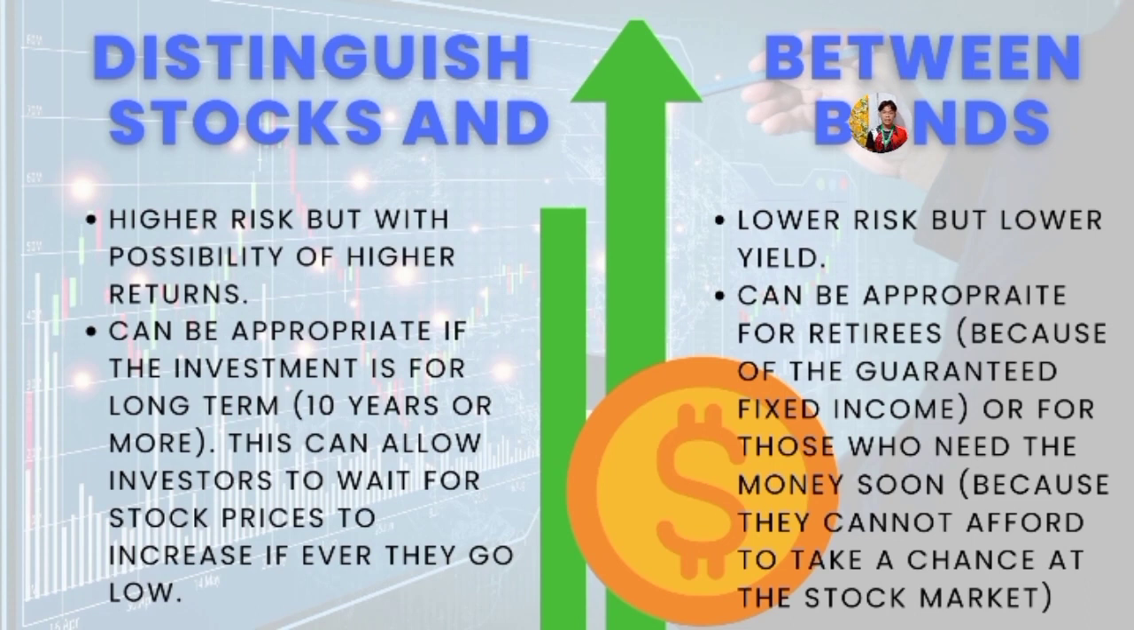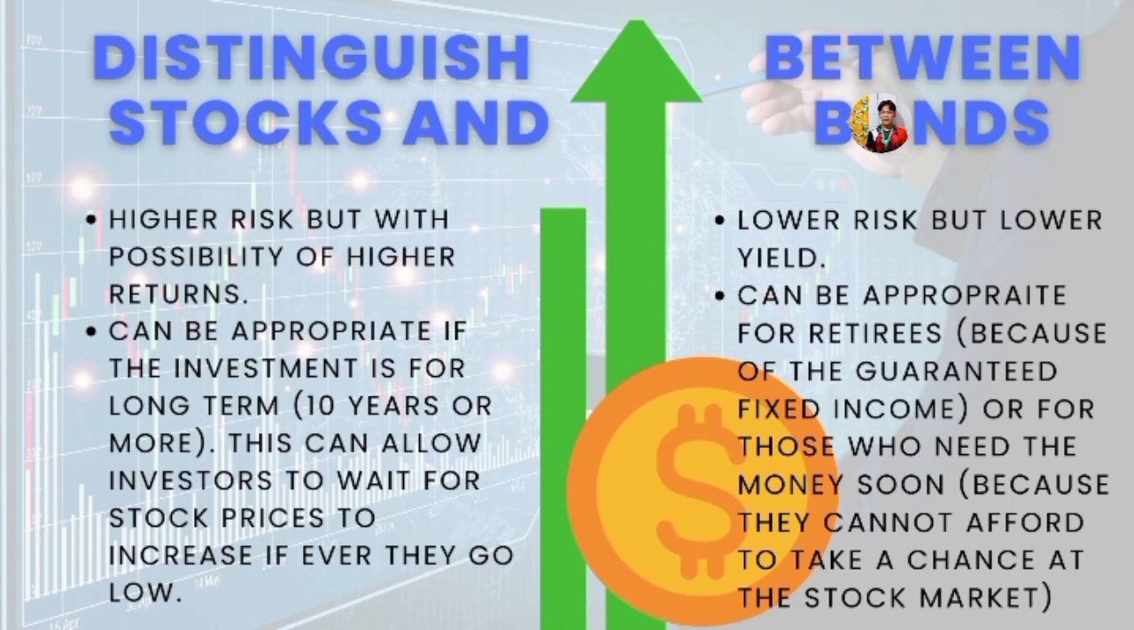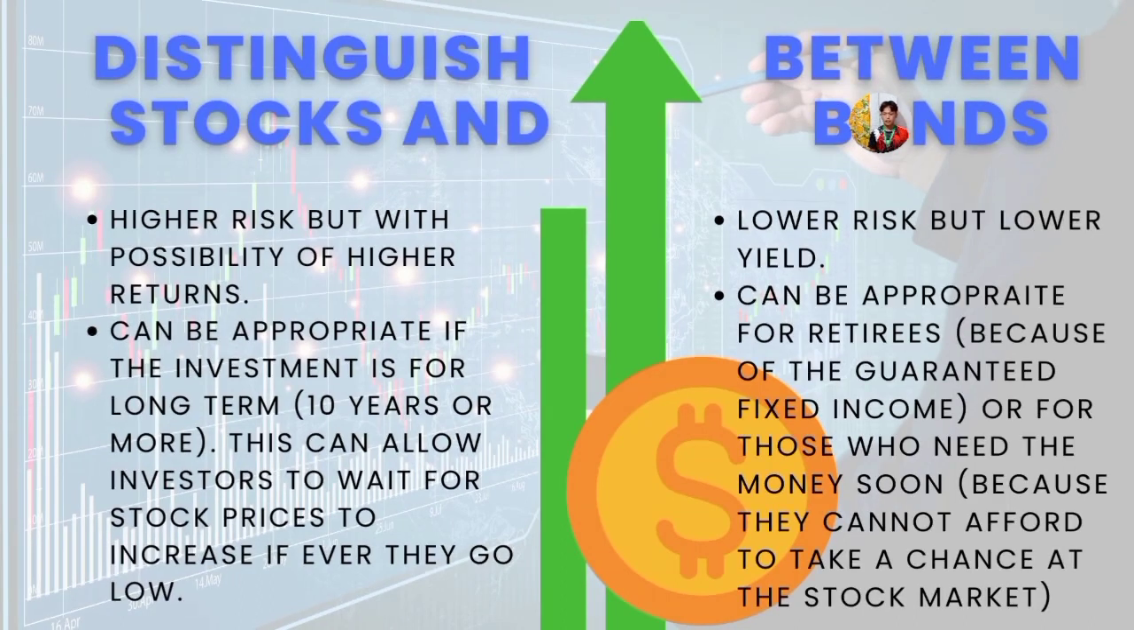Stocks can be appropriate if the investment is for the long term, for example 10 years or more. This can allow investors to wait for stock prices to increase if ever they go low, while bonds can be appropriate for retirees because of the guaranteed fixed income, or for those who need the money soon because they cannot afford to take a chance on the stock market.